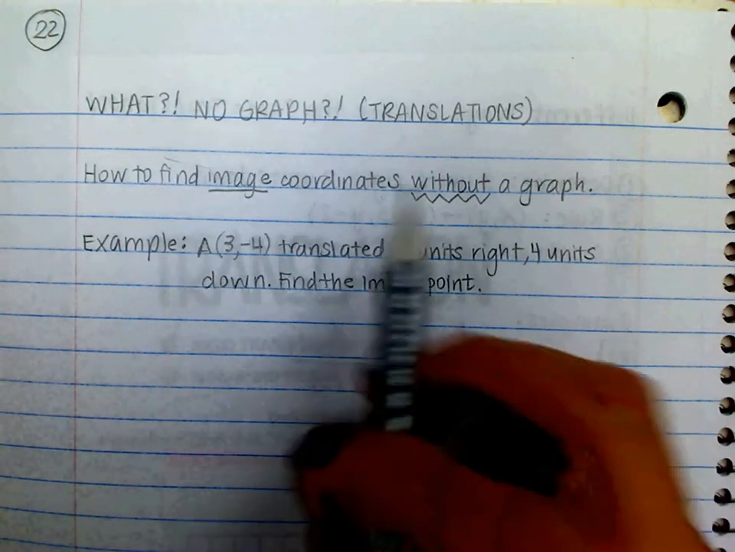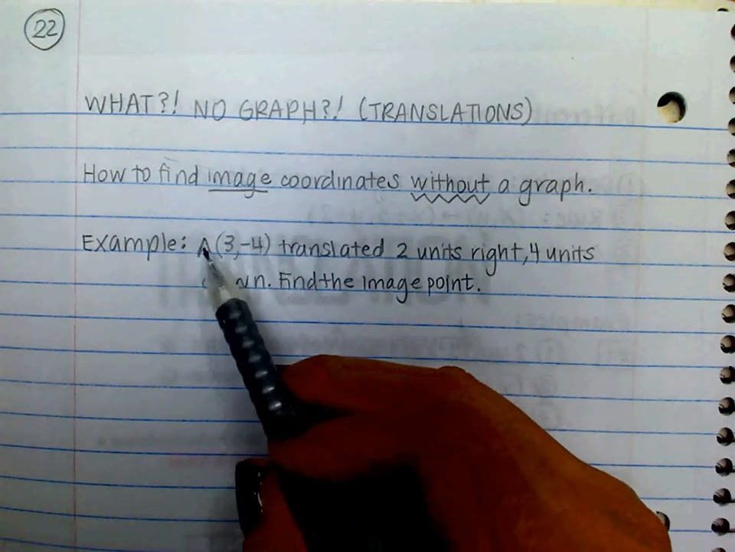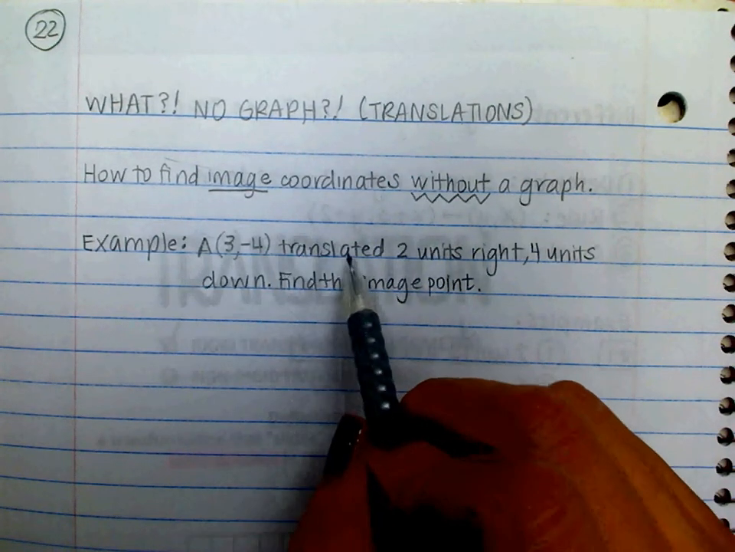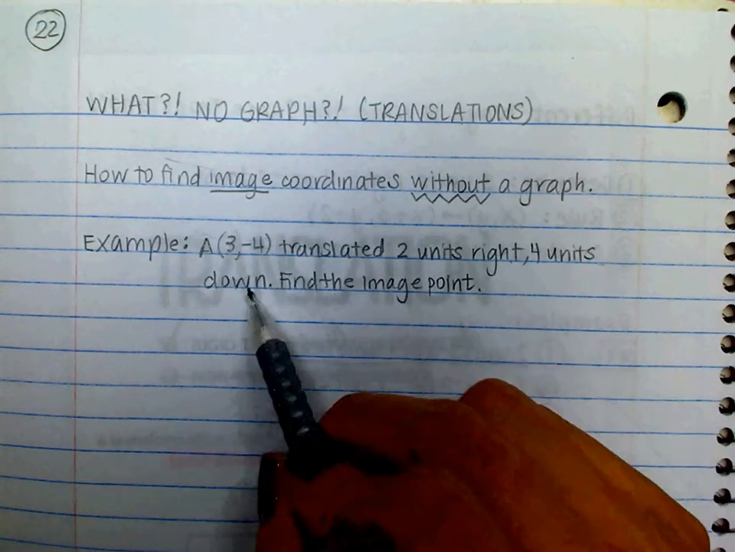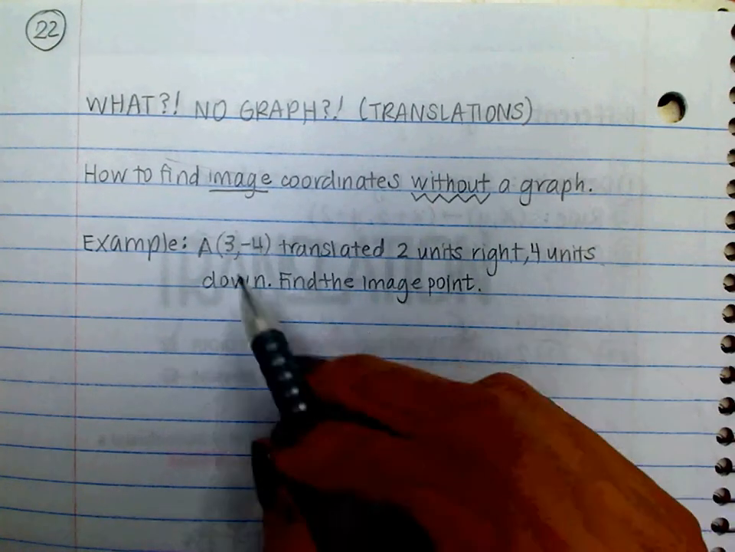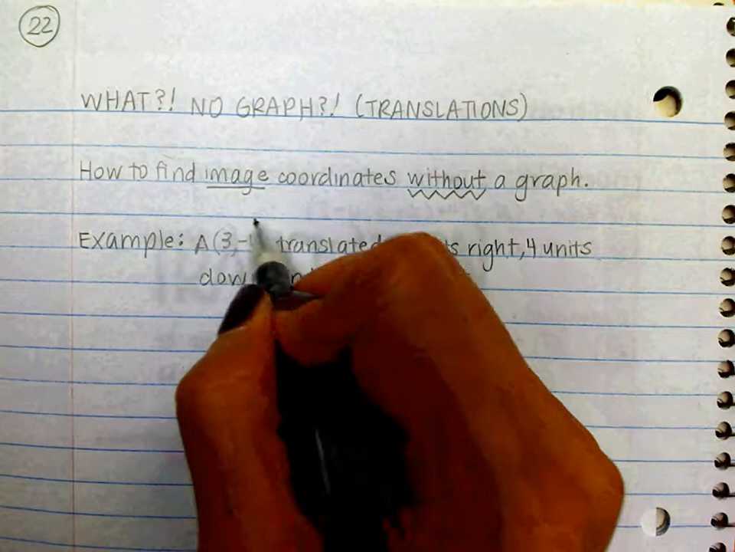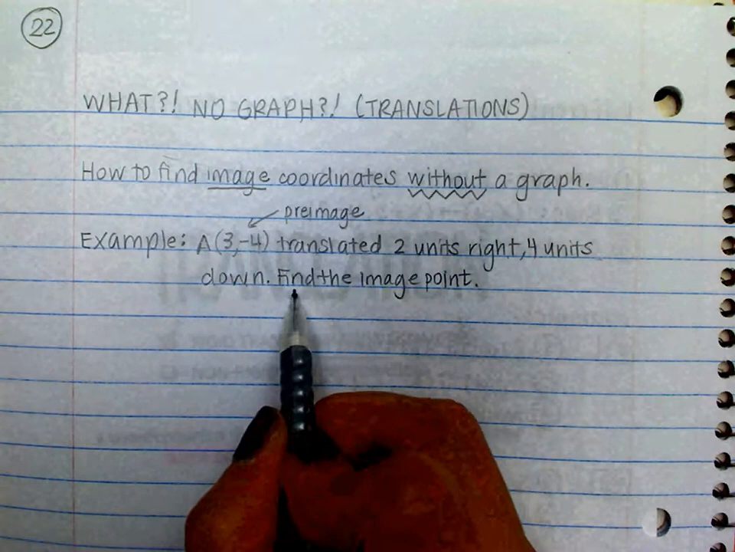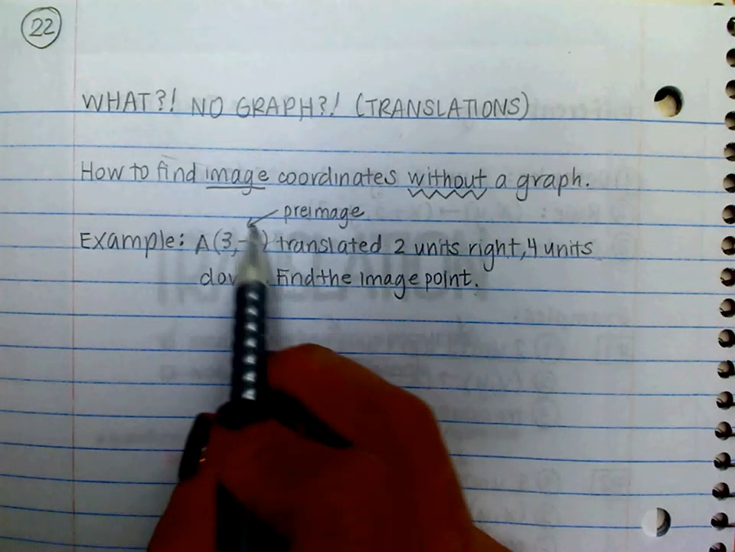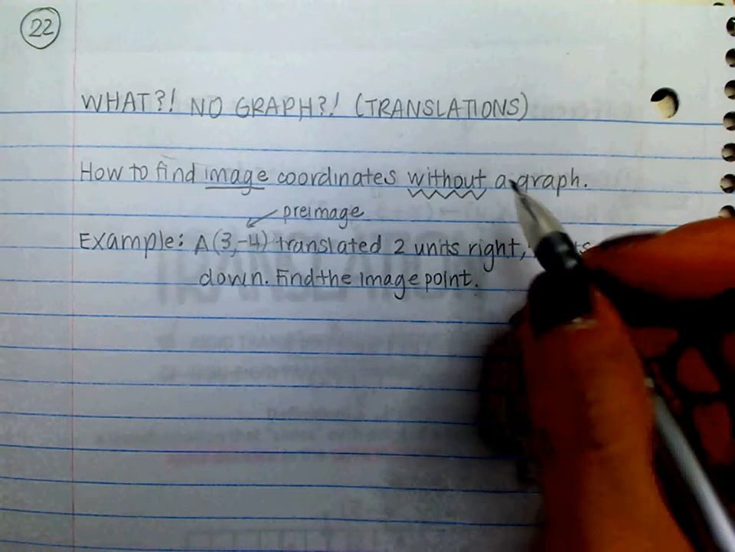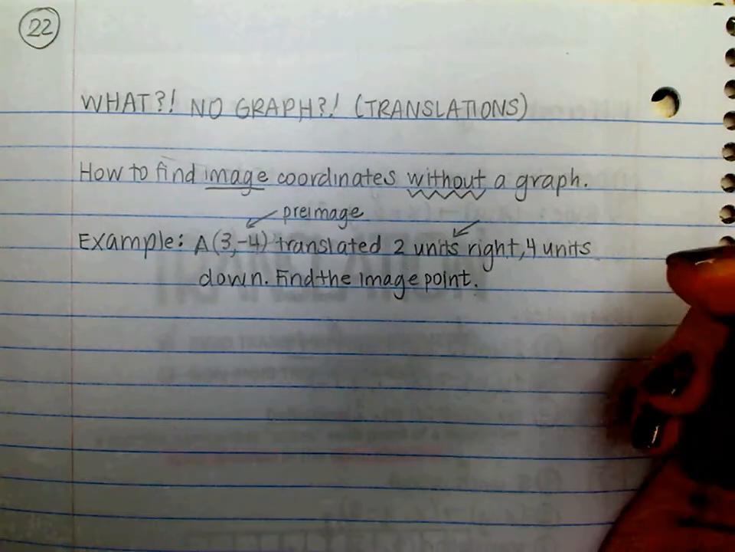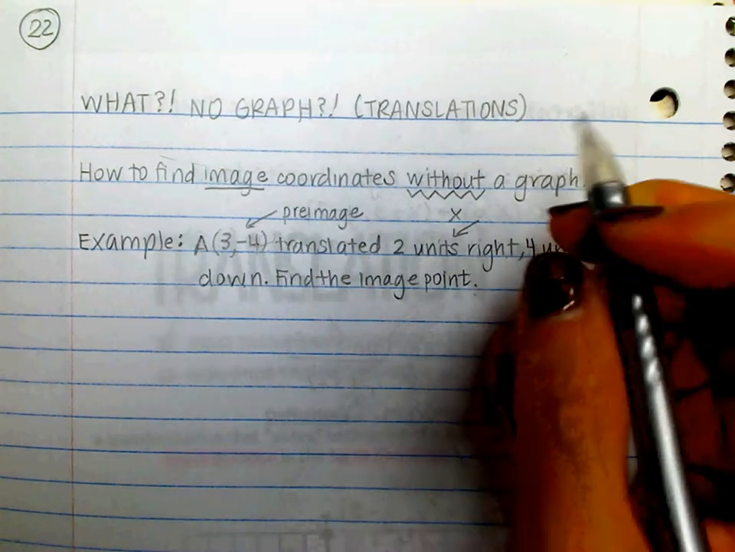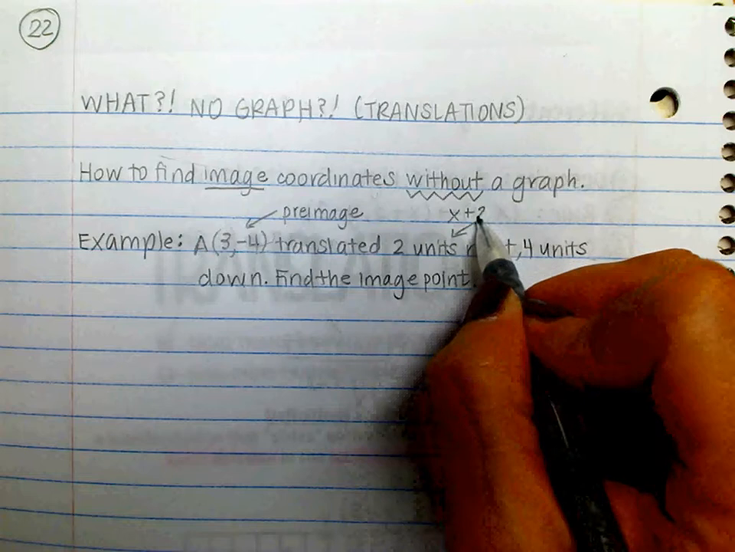So what do I know? Okay, I'm given a point A with coordinates 3, -4. And I also know it's going to get translated 2 units right and 4 units down. I also know that if this is the one that's getting translated, this is the pre-image. And since it's telling me to find the image point, that means this is the pre-image. Now, another thing I know is that if it's translated 2 units right, then it's the X movement. And it's positive because it's going right.